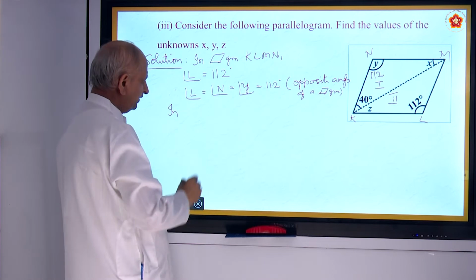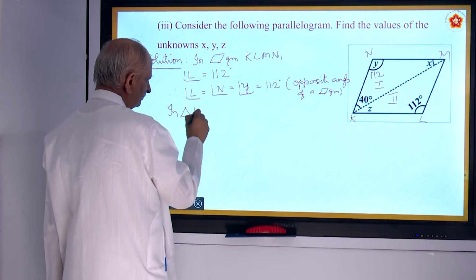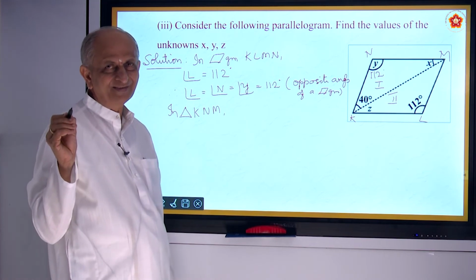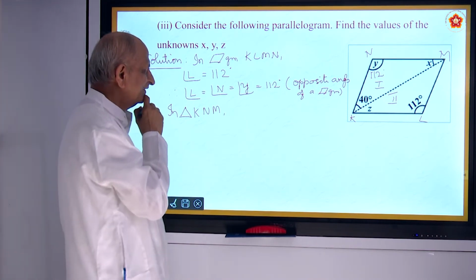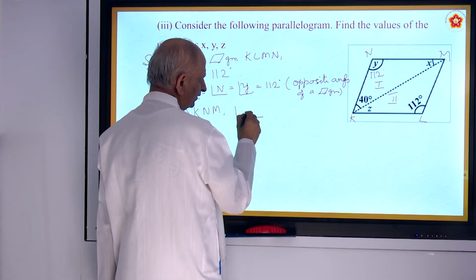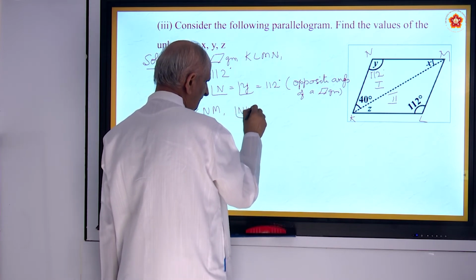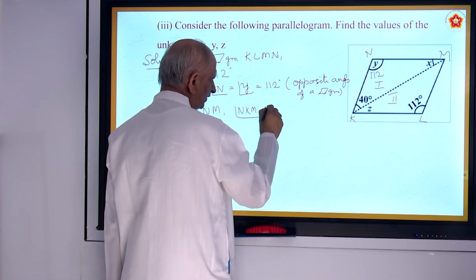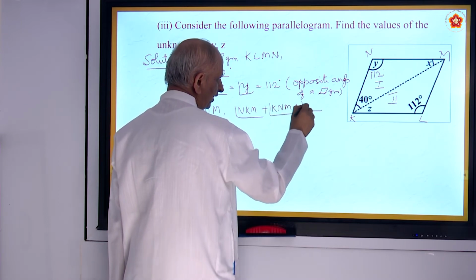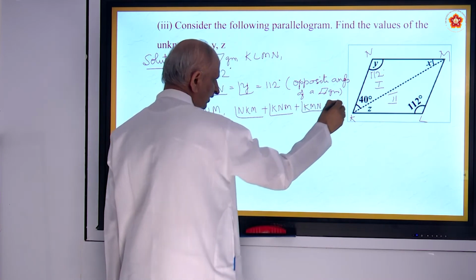Two triangles. So, we will take the first triangle, in triangle KNM. What is the sum of the three angles? Yes, 180 degrees, you know it? So nice. So, you have angle NKM, one angle, another is KNM, third one is KMN. That means the sum of the three angles is 180 degrees, that property you know.